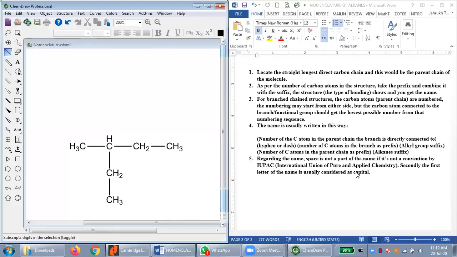We have just a few seconds left, so I'm going to wind up the screen share and wind up the class, and I'm going to explain tomorrow how we name the structure as 3-methyl pentane.